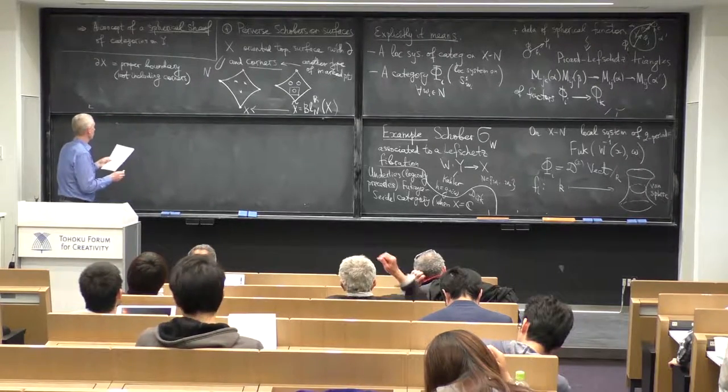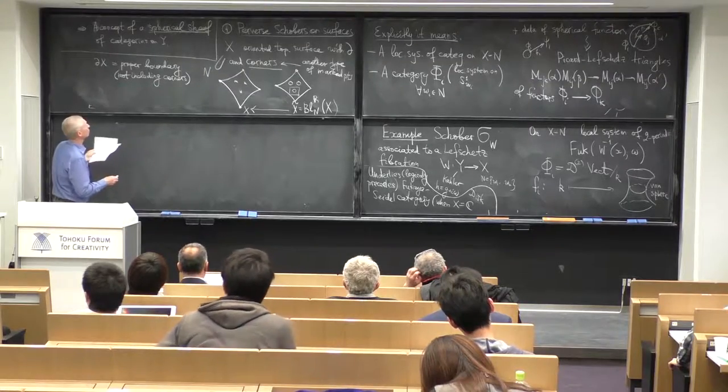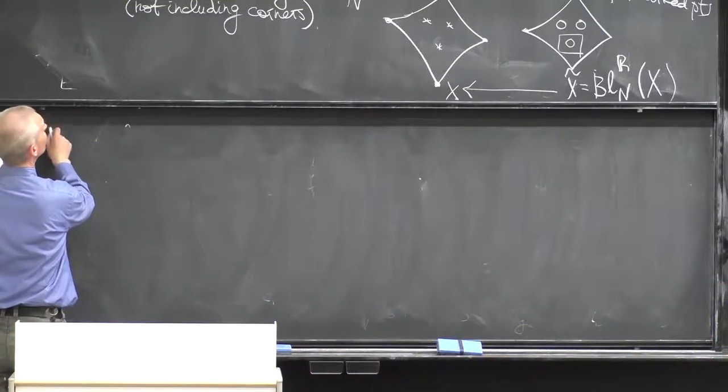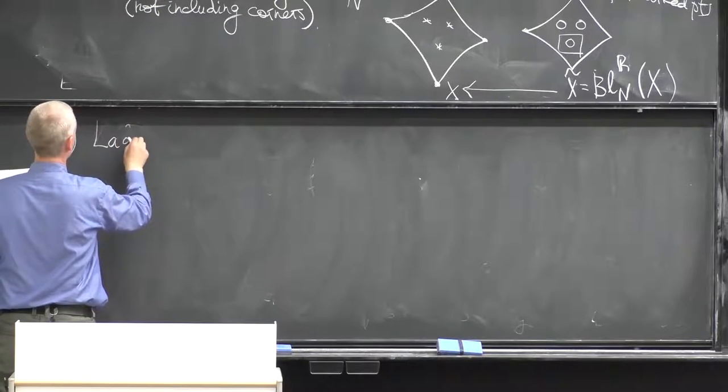So now let me go on to the next part. For some reason, this will be part five, I think. Let's call it Lagrangian collapse for Schobers on surfaces.